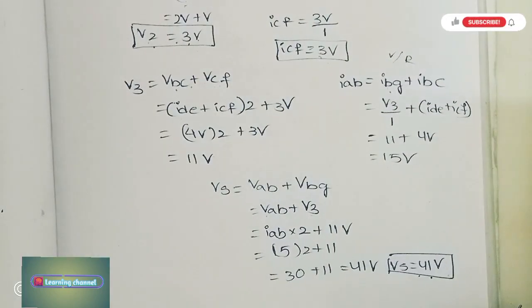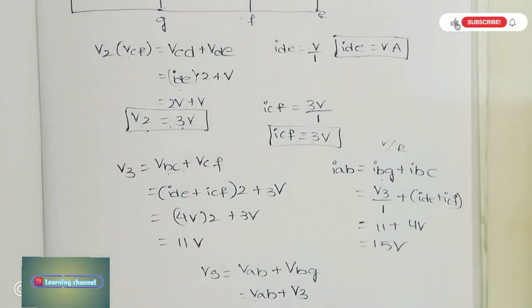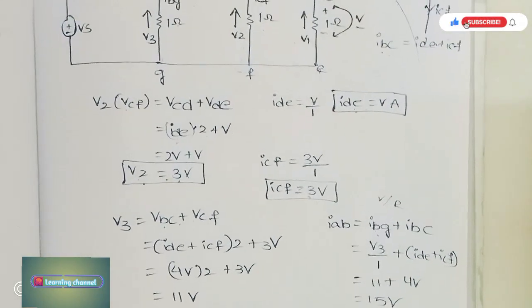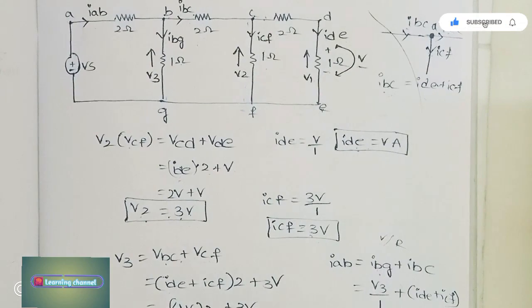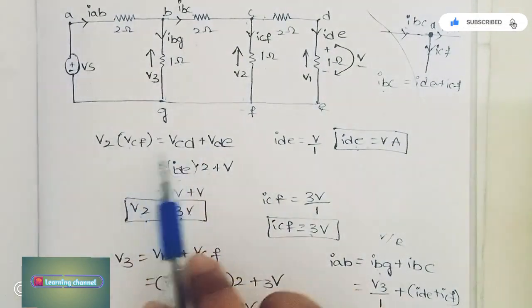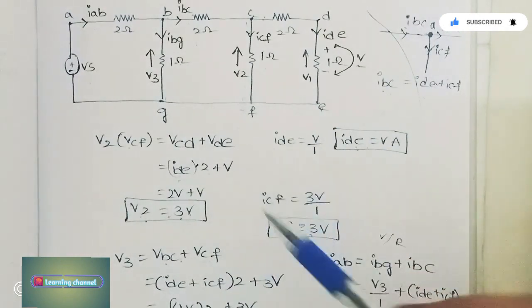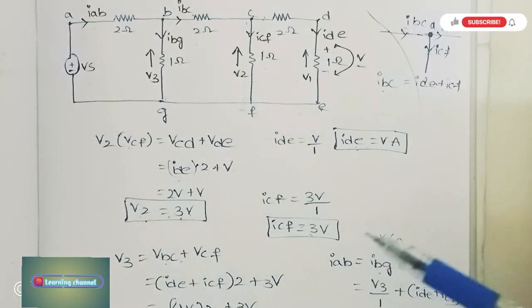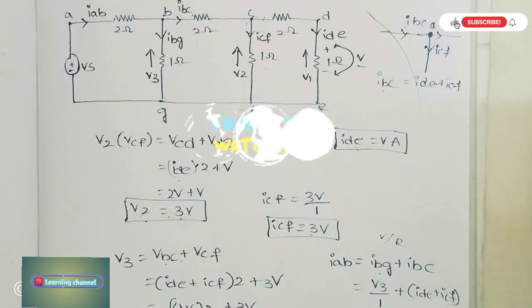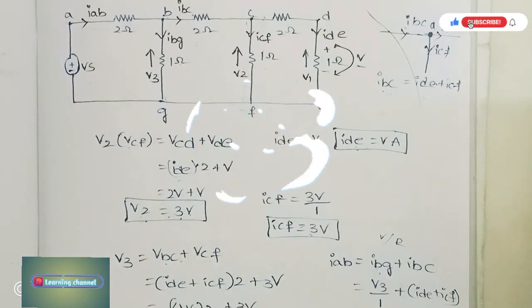In this way we can find the value of Vs by using KVL and KCL. But we can also find the value of Vs using mesh analysis, nodal analysis, and many other methods. We can see more about it in other videos. The next topic is nodal analysis and mesh analysis.